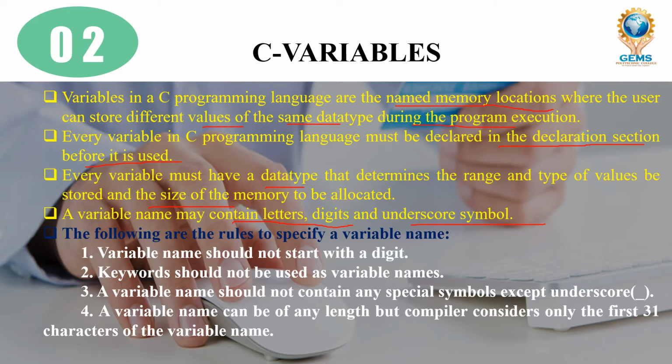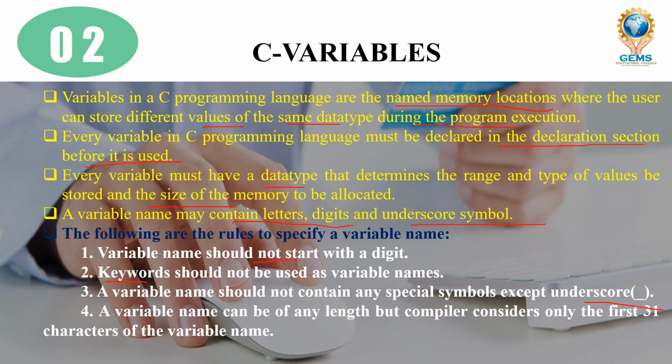The first rule: a variable name should not start with a digit, like 9, 4, 5. These are all the digits 0 to 9. A keyword should not be used as a variable name. Keywords are already defined words in the C programming language, so keywords are not considered as variable names. A variable name should not contain any special symbol except underscore. Already I told you, except underscore, any other symbol is not going to be considered in a variable name.